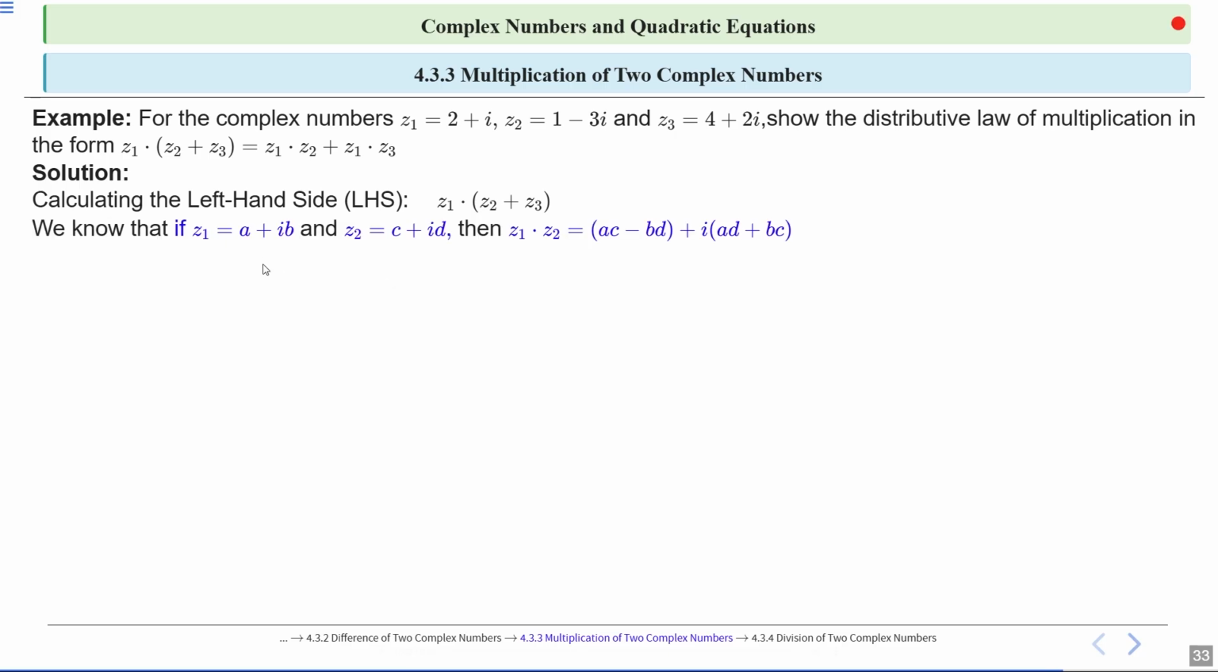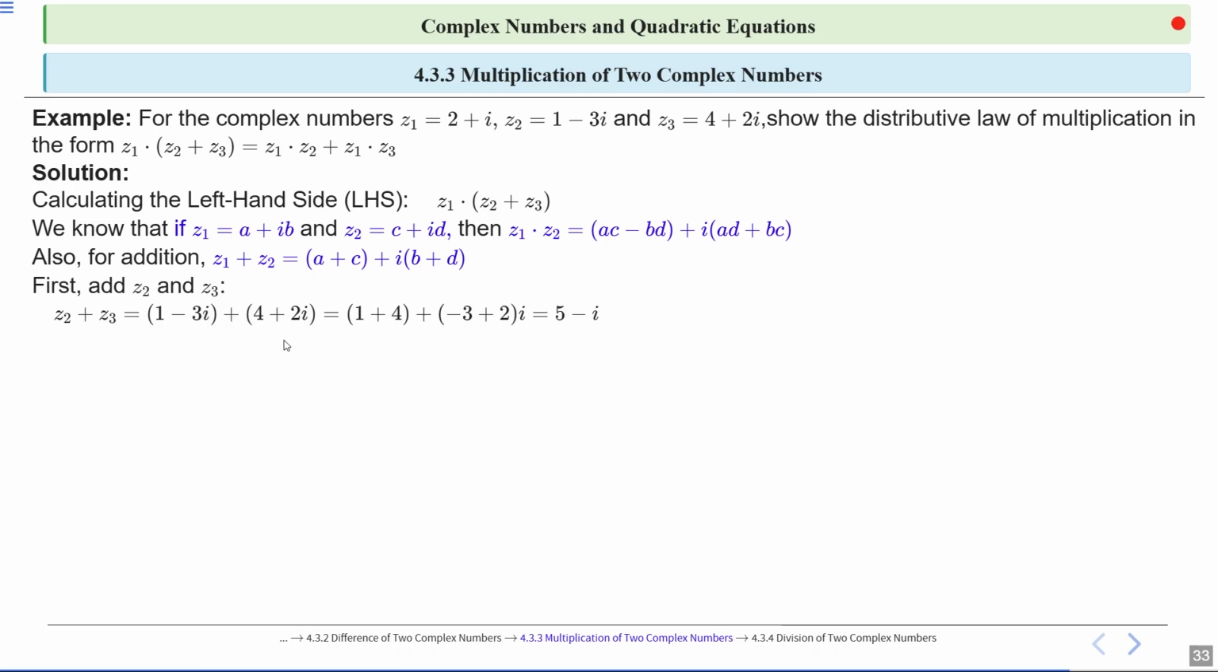We know that if z1 equals a plus iota b and z2 equals c plus iota d, then z1 times z2 equals ac minus bd plus iota times (ad plus bc). Also for addition, z1 plus z2 equals (a plus c) plus iota times (b plus d). First add z2 and z3. So z2 plus z3 equals 1 minus 3 iota plus 4 plus 2 iota, equals (1 plus 4) plus (minus 3 plus 2) times iota, equals 5 minus iota.